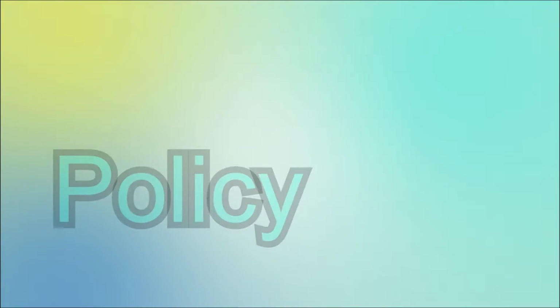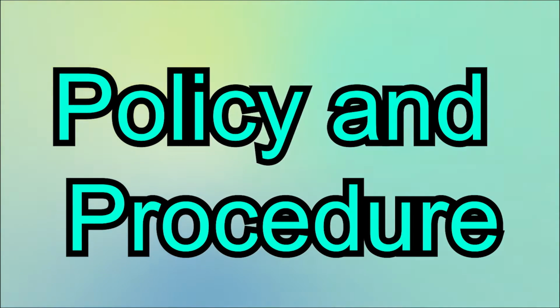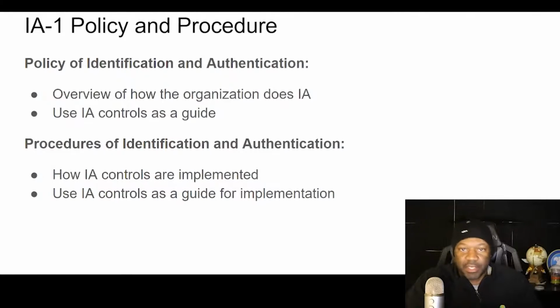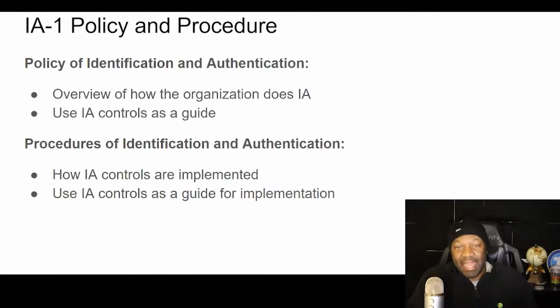Let's talk about IA-1, or policy and procedure. One of the first things that you do in any one of the security controls, and all the families have this, is a -1, and that's typically going to be your policy and procedure. The organization has to identify the rules of the road. So that means they need to dictate how it's going to be implemented throughout the organization.